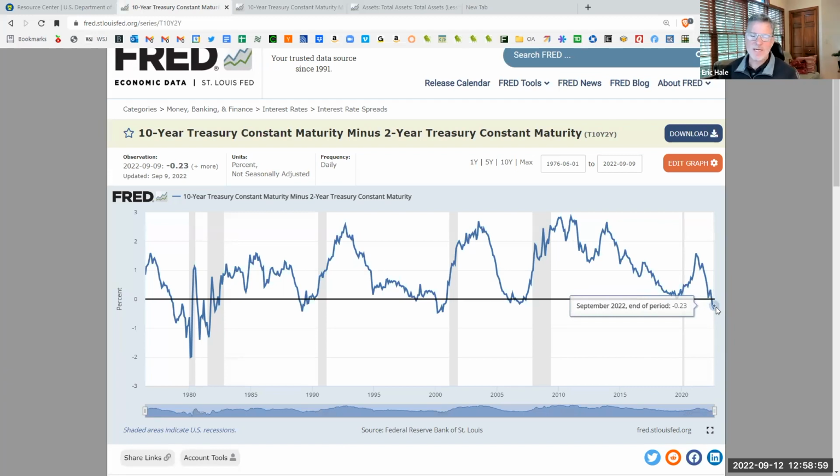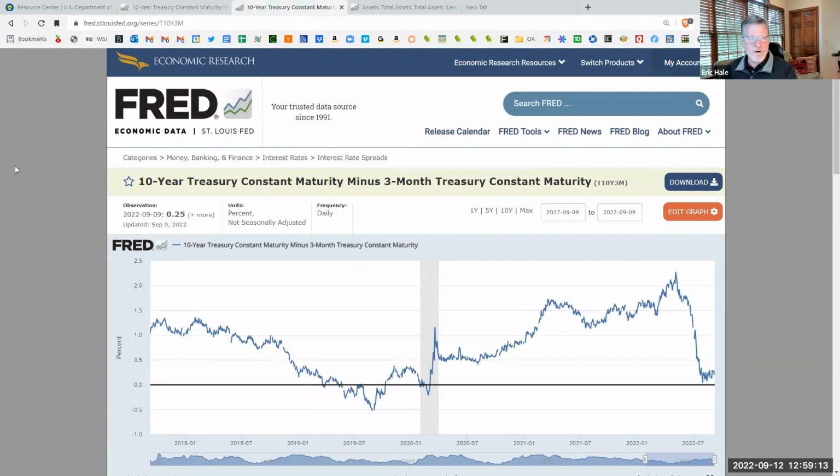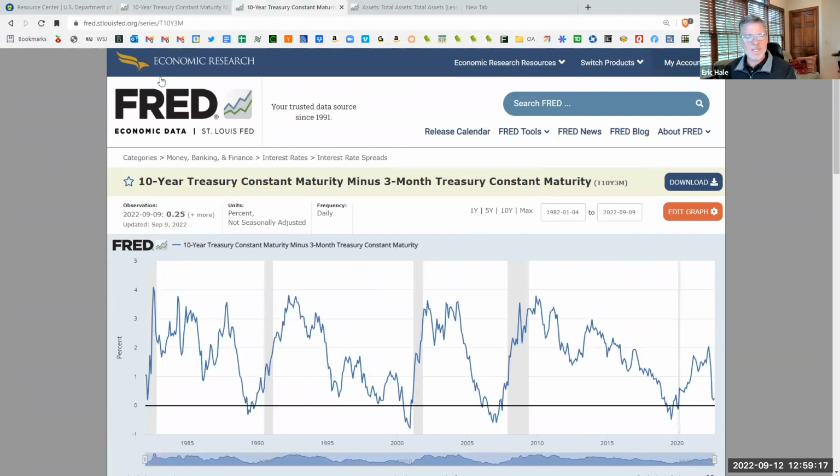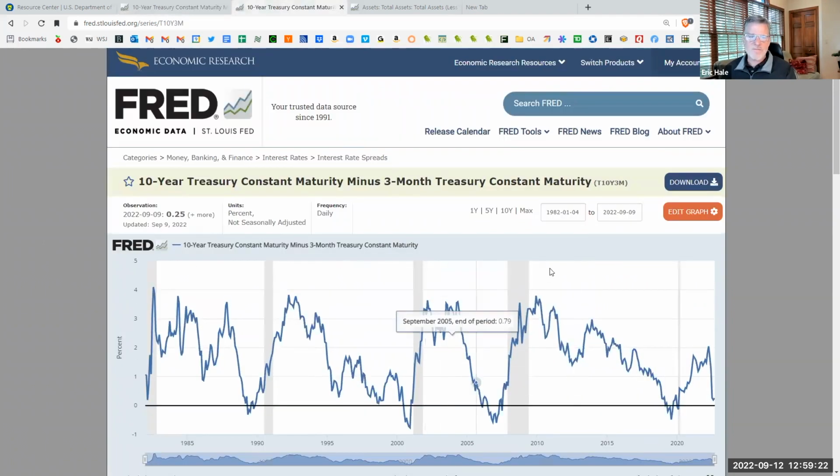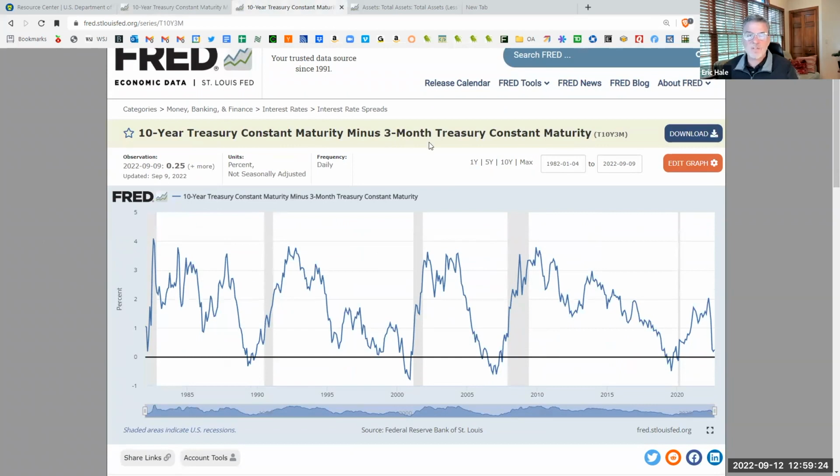So we want to dive a little deeper. We've got some data to share that talks about the 2-year minus the 10-year. I think it's an important number, but in terms of prognosticating a downturn in the economy, I prefer the 10-year minus the 3-month. And if we look at this signal, if we compare the two, we don't have as much data for the 10 minus the 3-month because we didn't have 3-month bills that went back in the 70s. The 3-month was introduced in the 80s.